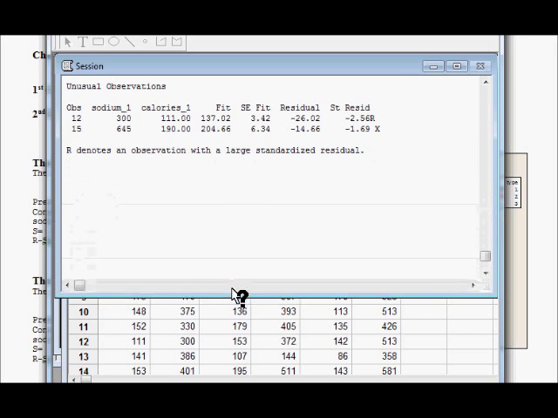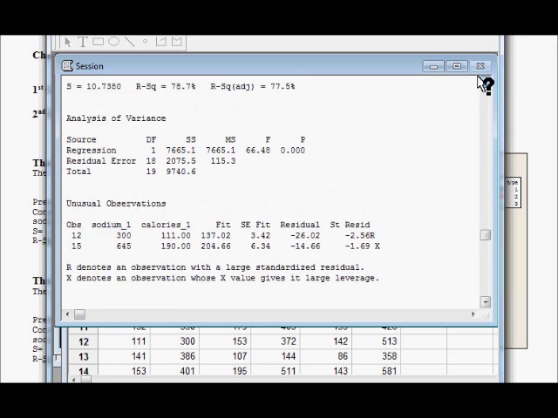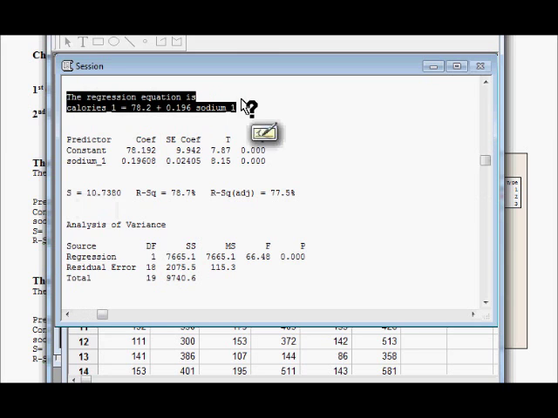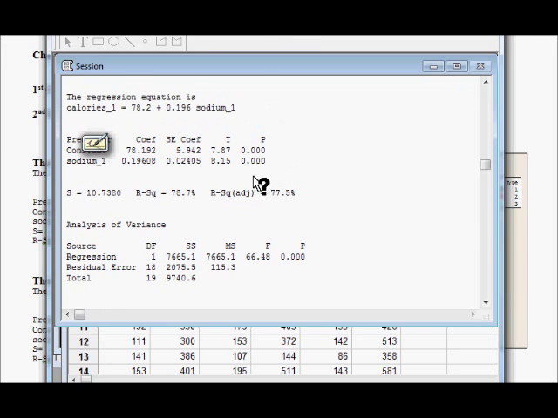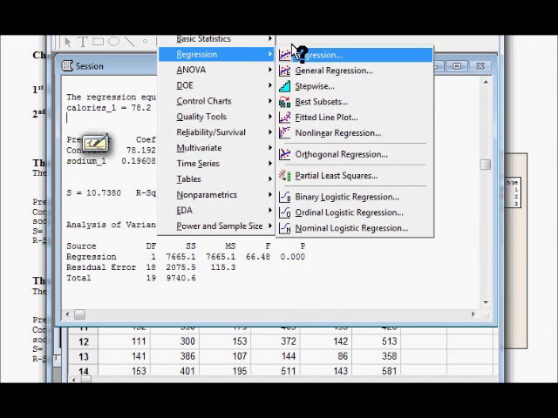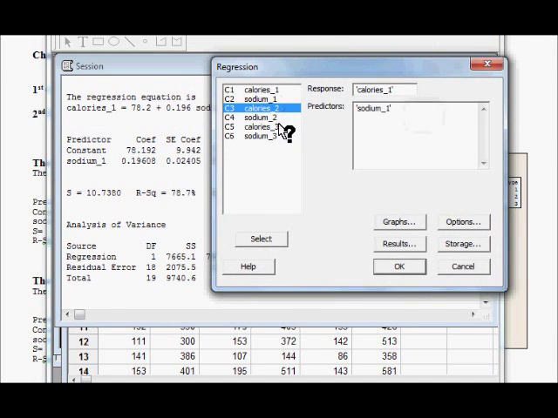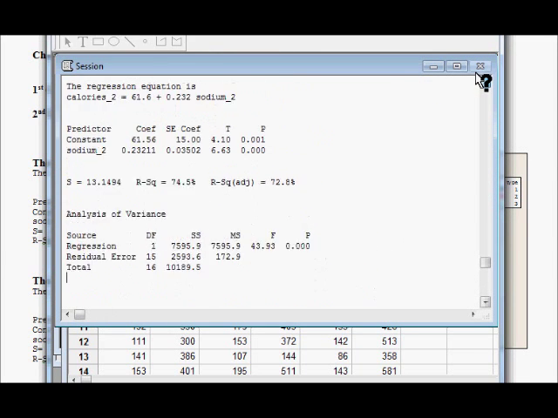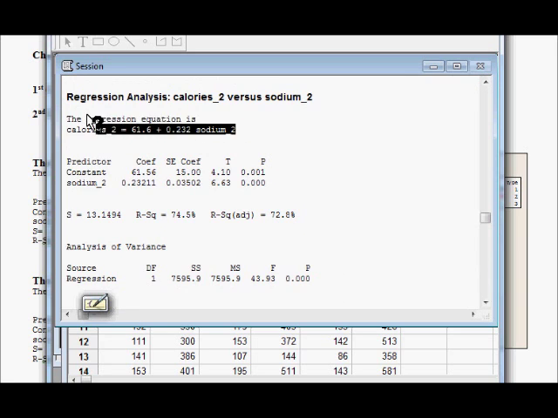So it gives me a bunch of information too, but if I go back up, there's the equation. Here's my equation for the meat line. And I can do the same thing for the other two too. I can go Stat, Regression. Now I want calories 2 by sodium 2. And this will be the regression equation up here for the meat. And I can do the same thing for poultry too.